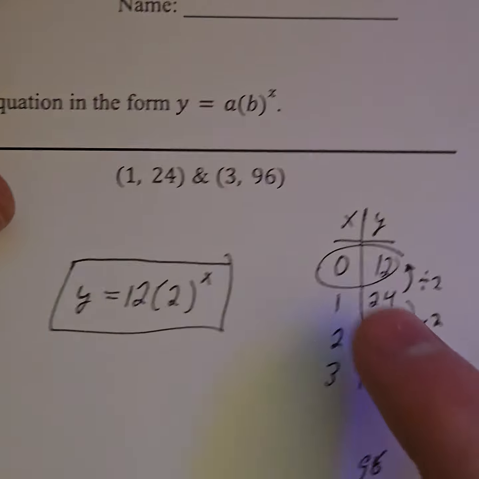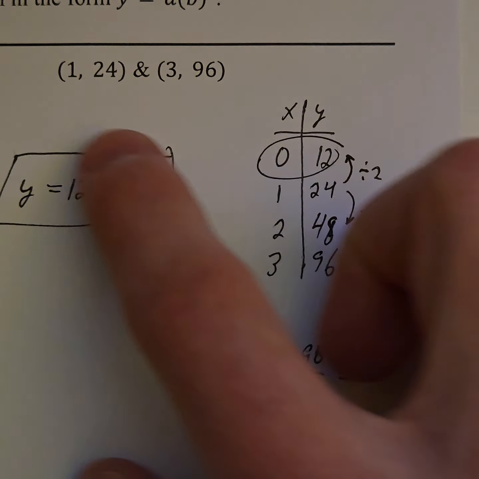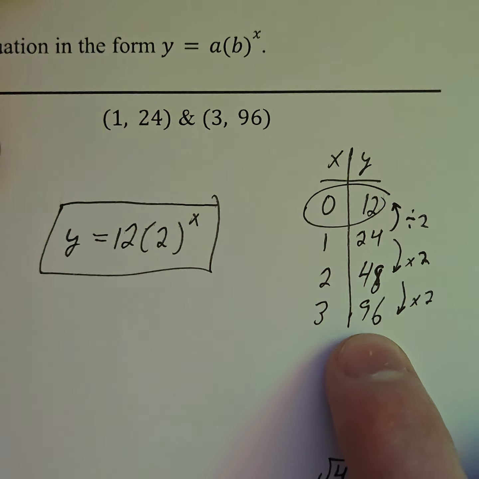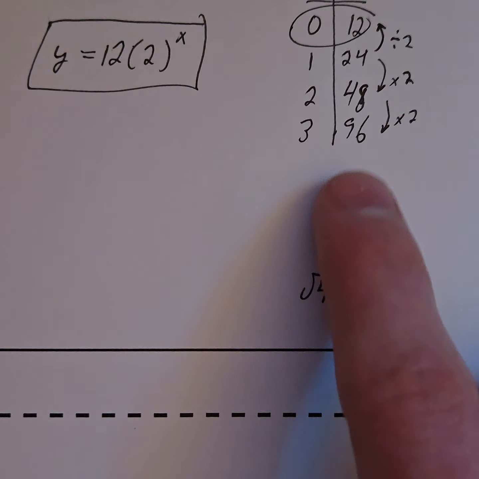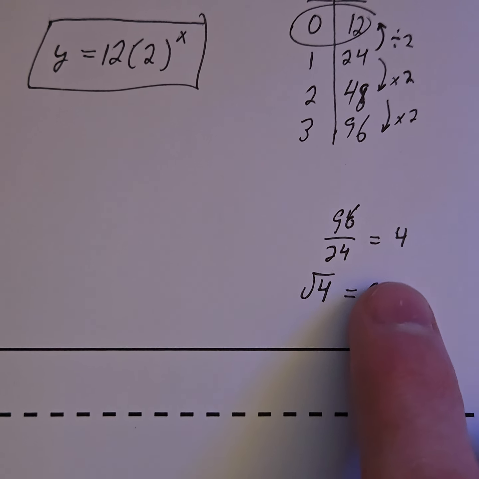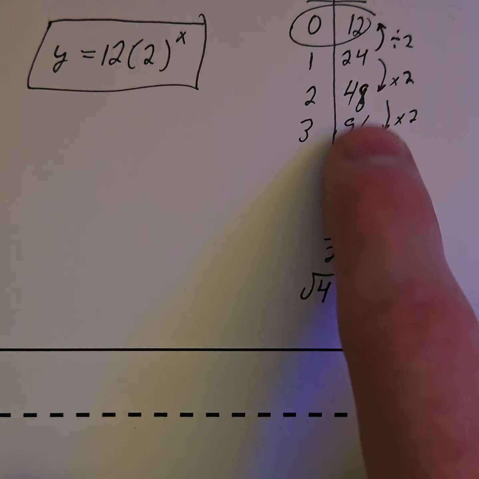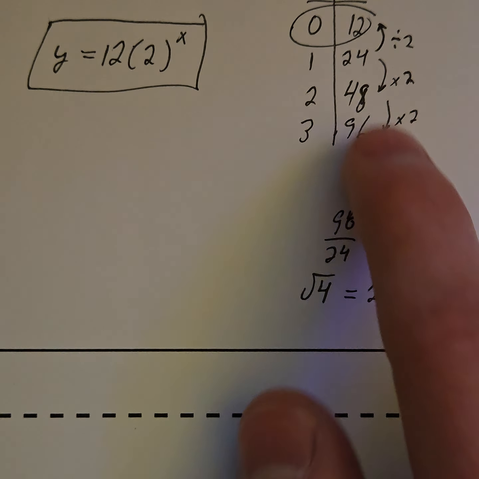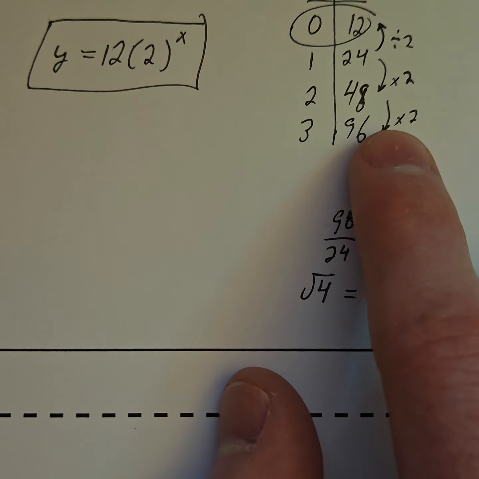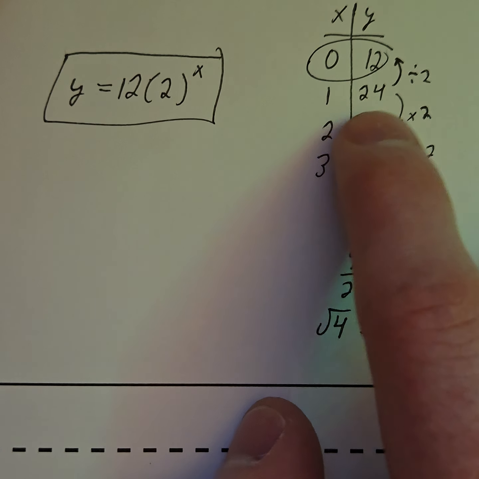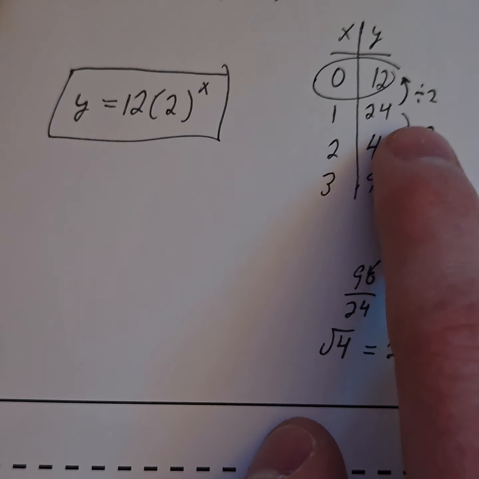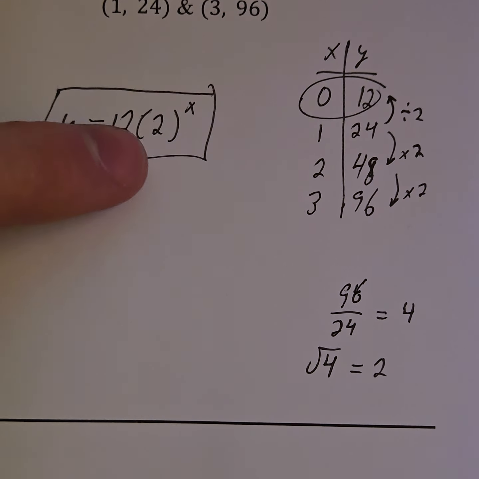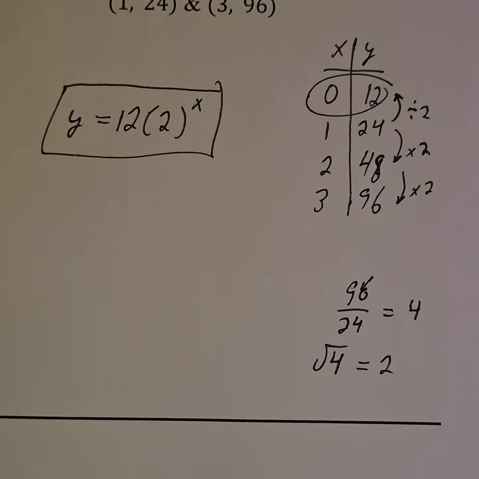All right, and then this next one gave you the point at 1 and the point at 3, so you had to skip 2 jumps. So when you divide 96 by 24, you get 4, but that's not your multiplier. You skipped 2 jumps, so you have to take the square root. The square root of 4 is 2, so we're multiplying by 2 each time. That was our multiplier, and then to work backwards to our y-intercept, it's 12. So your equation should be y equals 12 times 2 to the x.